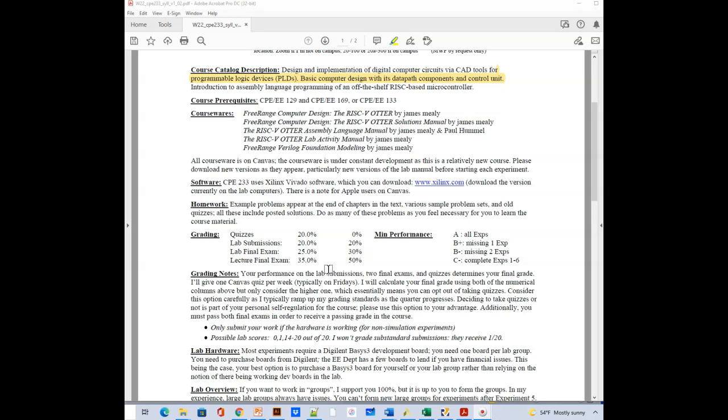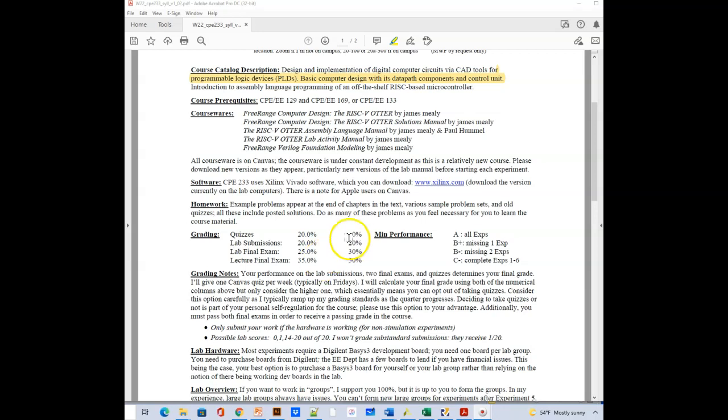Keep in mind that as the quarter goes along, I do ramp up my grading standards. I start off easy and ramp them up a bit as the quarter goes along. That goes for quizzes and lab reports. So once again, another part of self-regulation here is it's up to you to decide to take the quizzes or not. Typically, I forgot to mention it here, I'll put it in a later version, I do allow people to drop 1 quiz score. So keep that in mind in case that helps you.